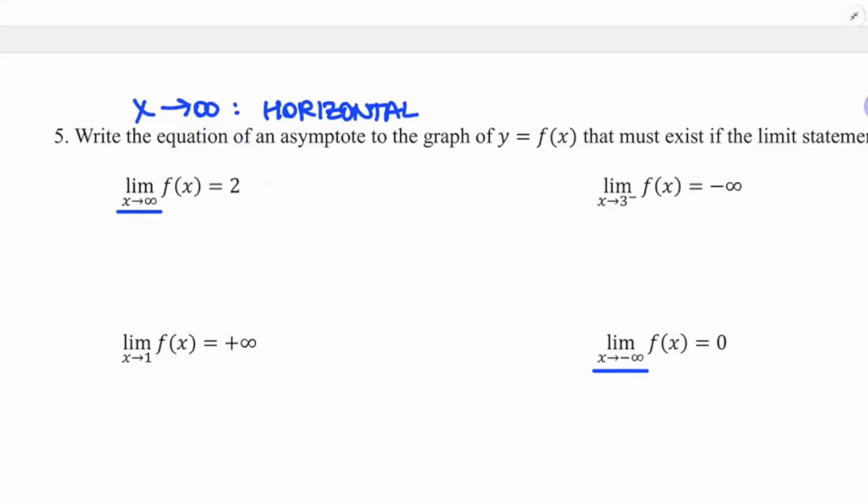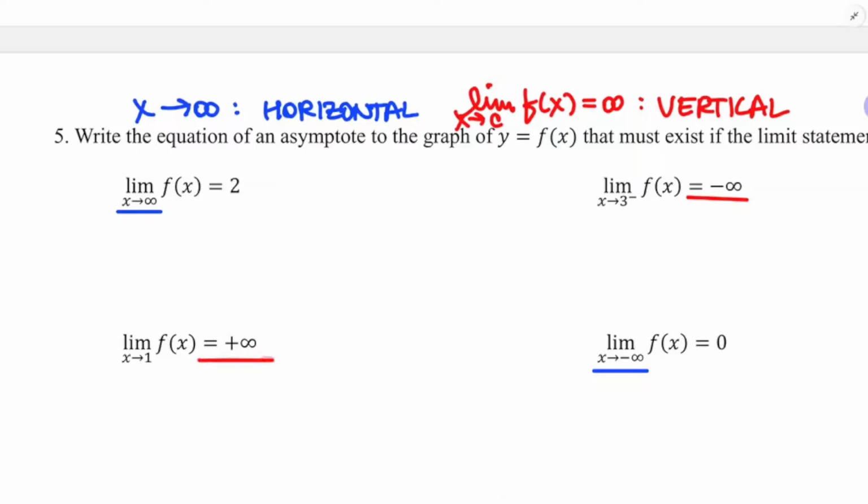And if we see that a limit comes back infinity as x approaches some real number, that's going to be a vertical asymptote, because the y coordinates are running off. Vertical asymptote. I'm seeing that here, I'm seeing that there, the limit is infinity. So those are going to be vertical asymptotes. And since I've got a horizontal asymptote, this is going to be y equals some number, y equals 2. Over here, y equals 0.